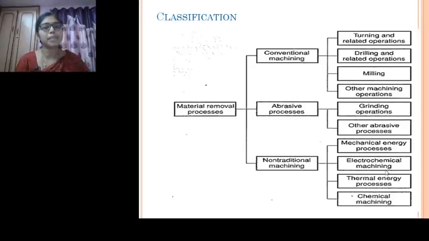But at the same time, the amount of material removed in a conventional machining process is much higher when compared to non-traditional machining process. And there are other types of material removal process, like here you can see the abrasive process by using abrasives.